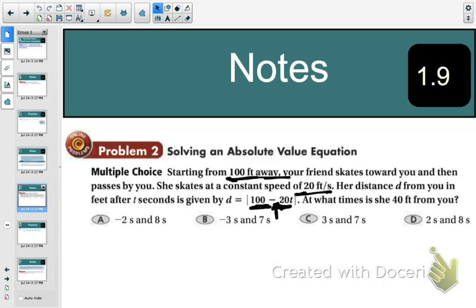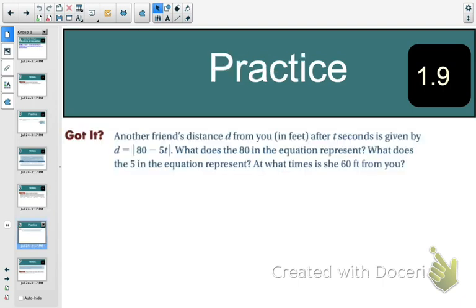So if you look at this next one, we have 80 minus 5t. What does 80 represent? And what does the 5 represent? In this case, 80 is going to represent how far she is away from you, and 5 is going to represent that she's going 5 feet per second towards you. So it's changed a little bit. She's gotten a lot slower, actually. Maybe she's tired, I don't know.